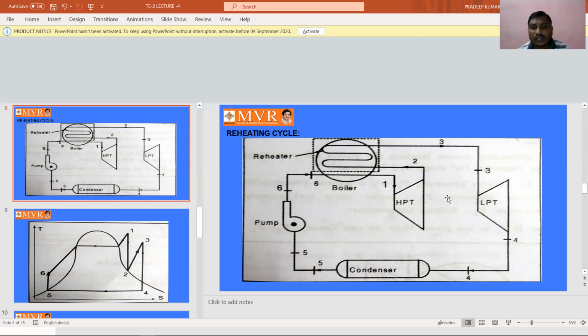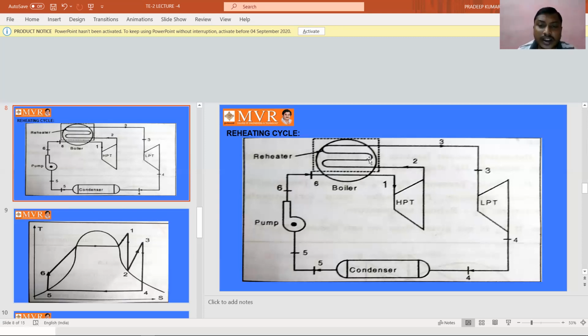You all know what is happening here: from the pump we feed the feed water to the boiler. In the boiler, the feed water is converted into superheated steam, and the superheated steam enters the high pressure turbine. Here in the high pressure turbine some work takes place, and then it is reheated. It passes into the reheater.